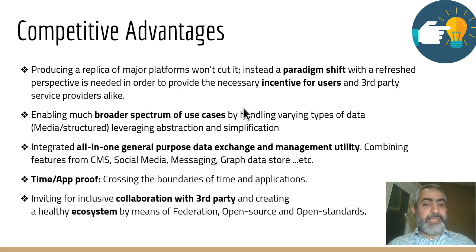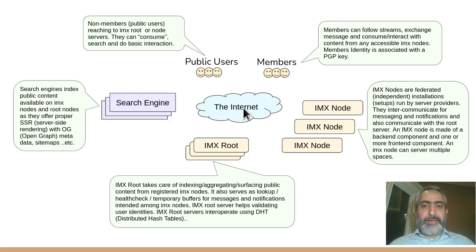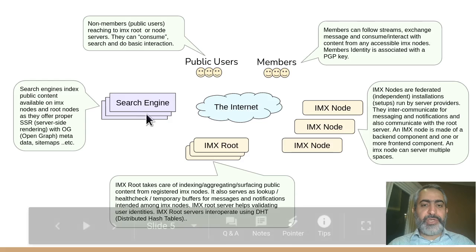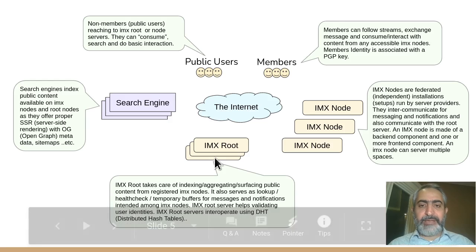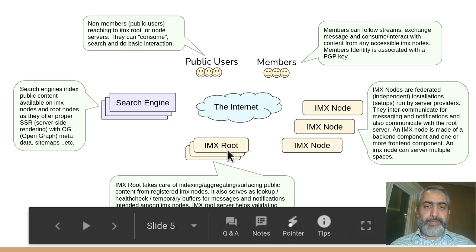We would like to be inclusive to collaboration with third parties. So we would like to create a healthy ecosystem by means of federation, open source, open standards. We would like everyone to embark on this technology. A quick overview here. So we have the different types of collaborators. We have the public users, we have the members, search engines. Here are the IMX nodes, which are the setups. And these are the root service providers, which are essentially aggregators and identity verification technologies.